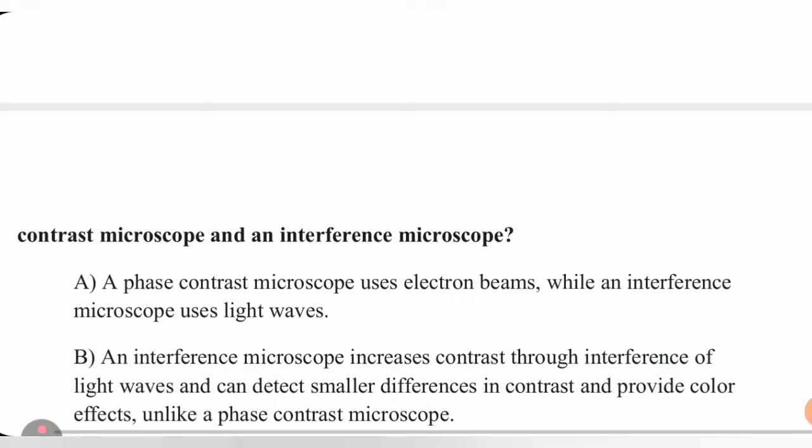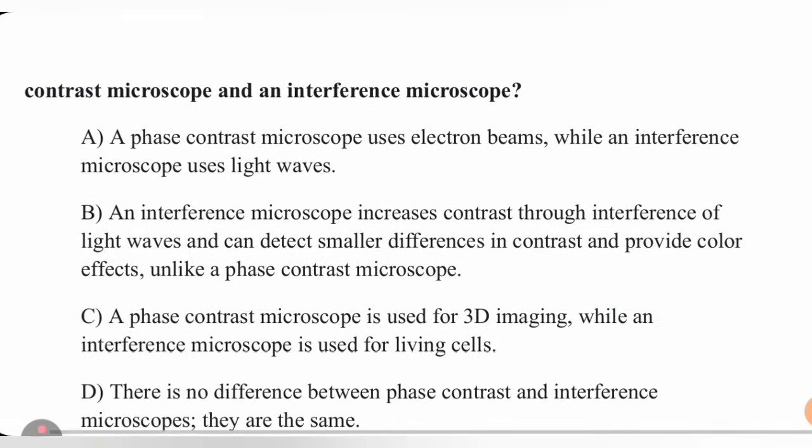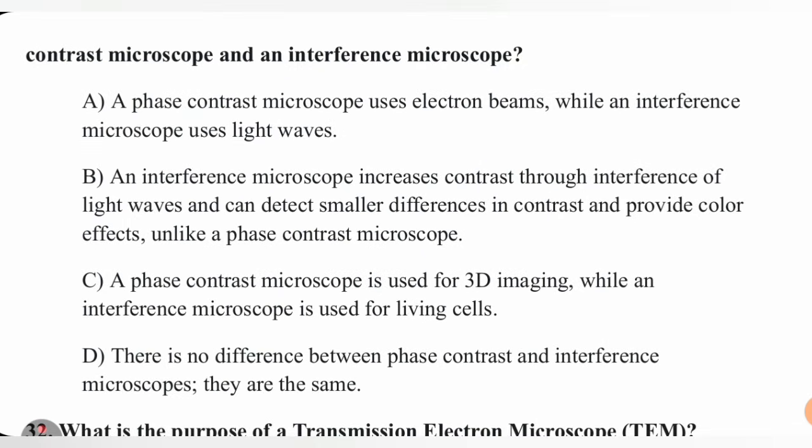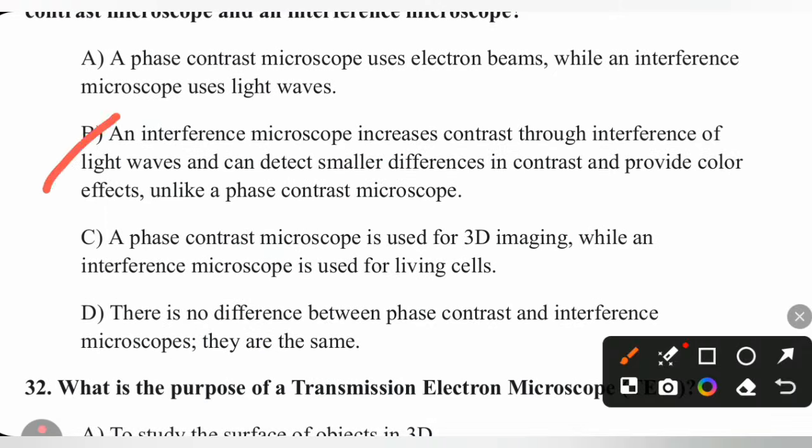Which one correctly differentiates between the phase contrast microscope and an interference microscope? An interference microscope increases contrast through interference of light waves and can detect smaller differences in contrast and provide color effect, unlike a phase contrast microscope.